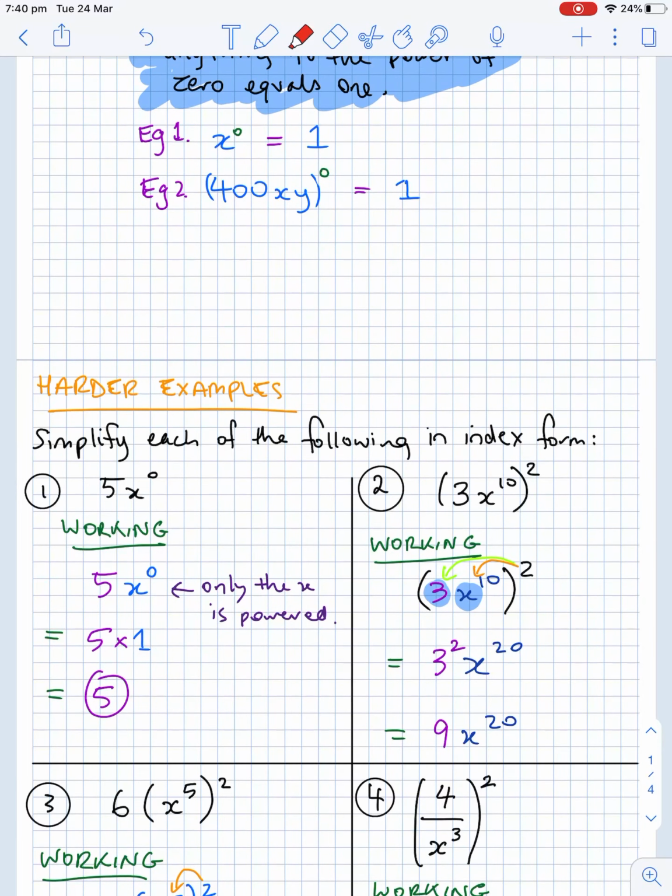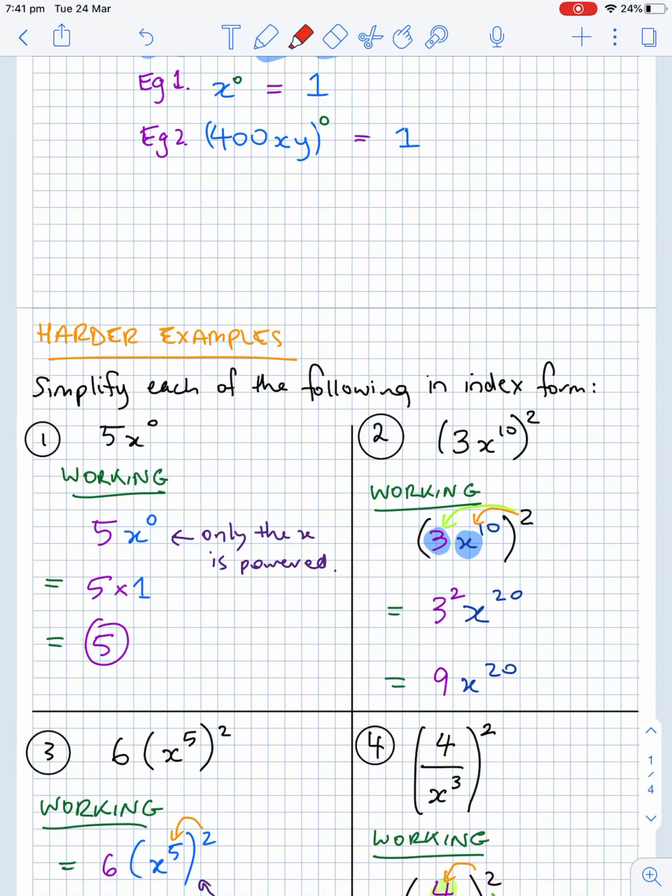Then we can simplify it because 3 to the power of 2 is 3 times itself, which gives you a 9. So we do want to simplify these nice simple ones to make a nice whole number like a 9. Okay, so moving on.